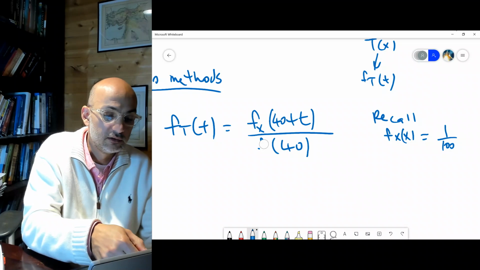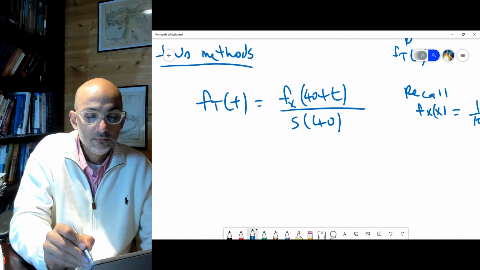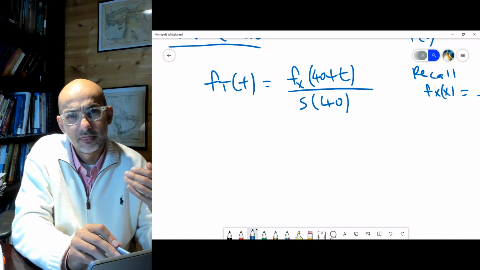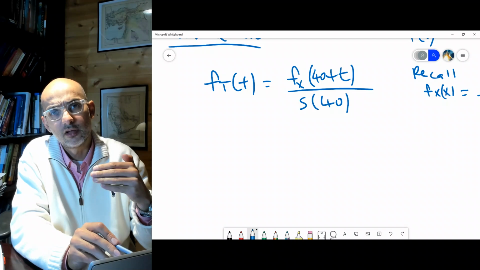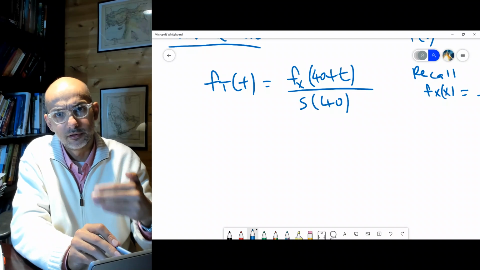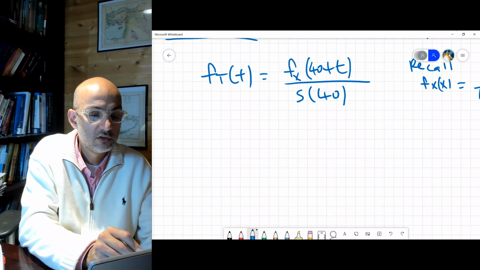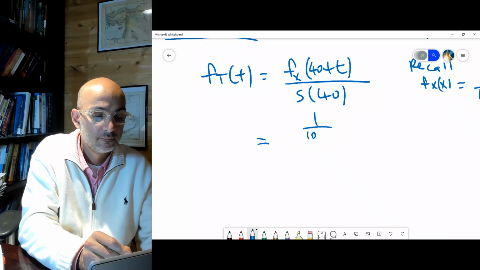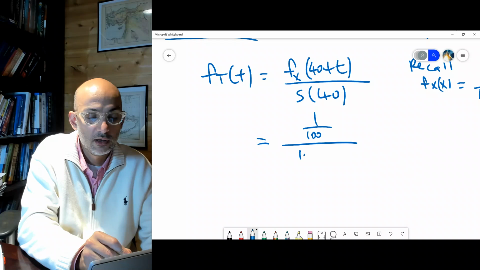Here we divide by S of 40. And why S of 40 again? Because we are given information that the individual already survived age 40, already reached the age 40. So what we want to do now is take 1 over 100 divided by S of 40. Remember what S of 40 is?